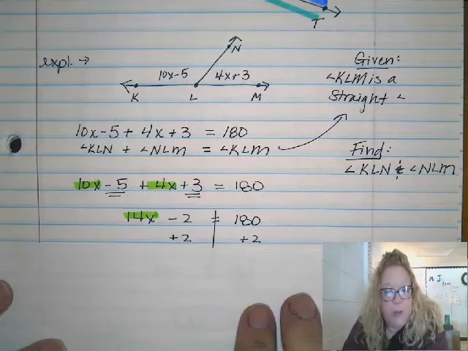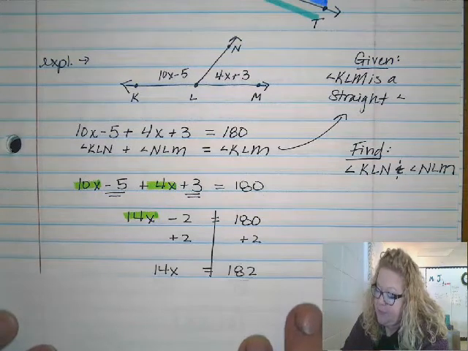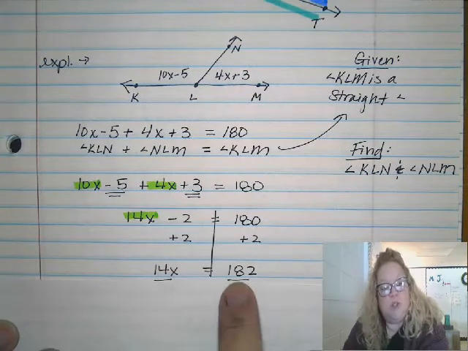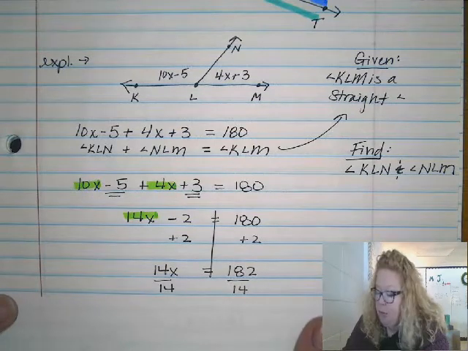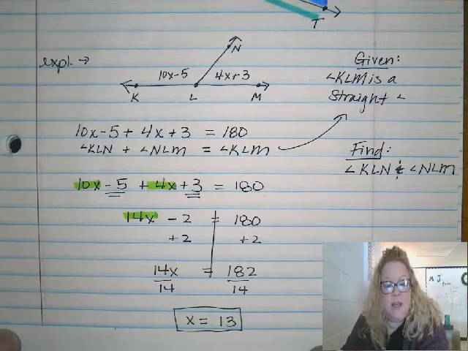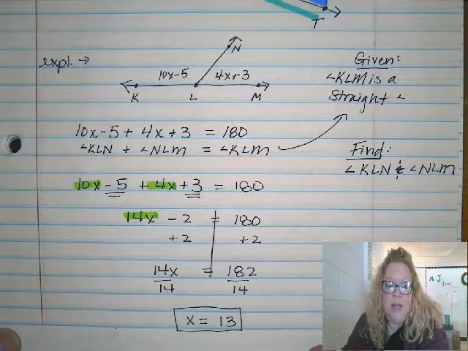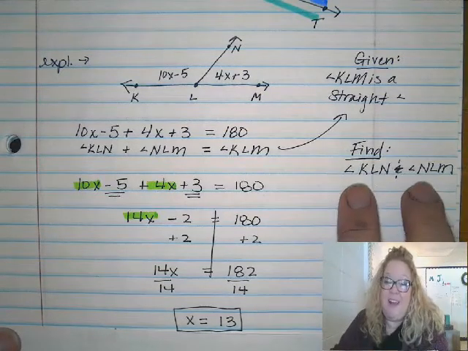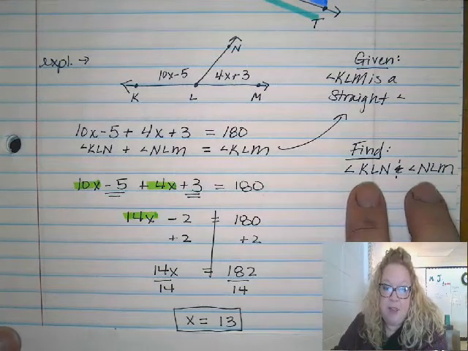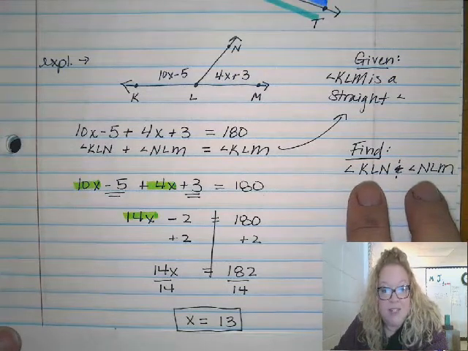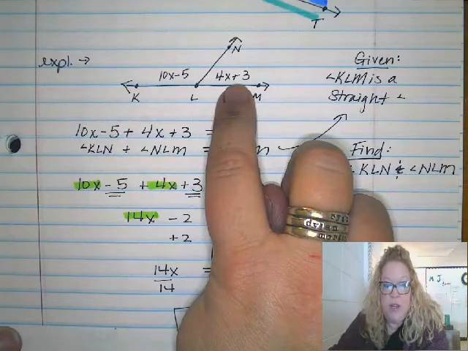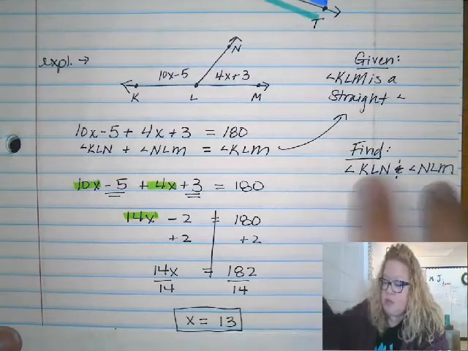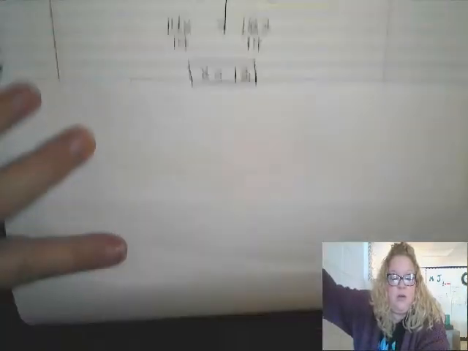I'll add 2 to both sides. I'll get 14x is equal to 182. And finally, I'll divide both sides by 14, and I get 13. Now remember, they didn't ask me to find x. They asked me to find these angle measures. So I'm going to have to take x and substitute it in order to find these angle measures. So below, I did that.